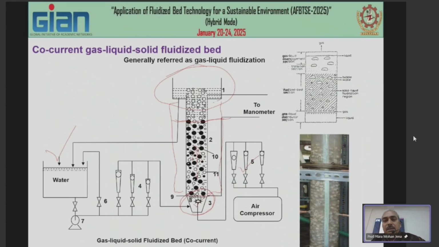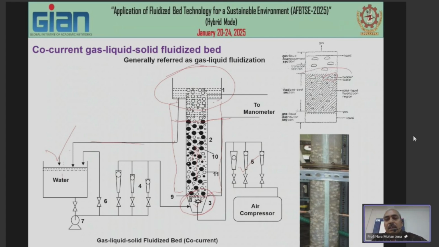As you see here, another schematic is here. The bubbles, as you see, have a wake below them. Wake means a low pressure region is created below the bubble. So as liquid and gas enter and move in the upward direction, liquid is taken out from the system here, and as you see here, liquid is drained, and again it is recirculated. It is going to the tank.